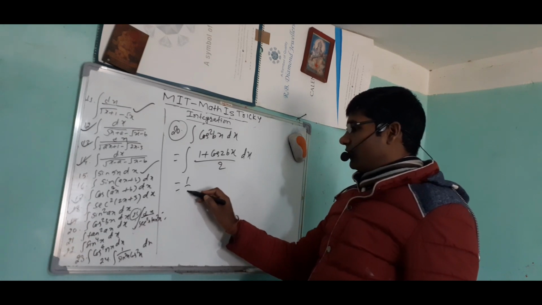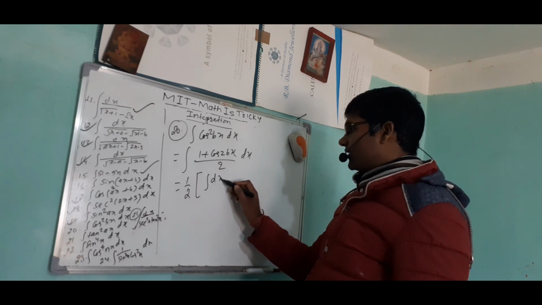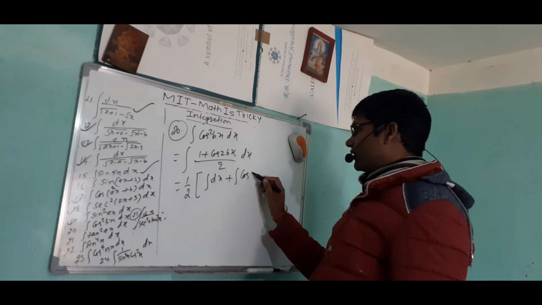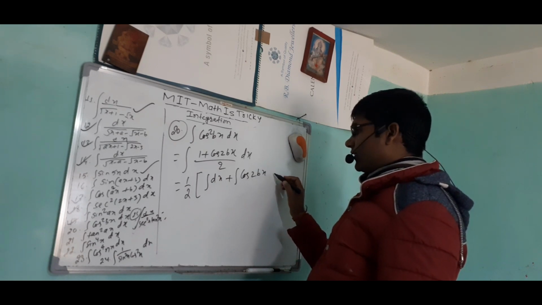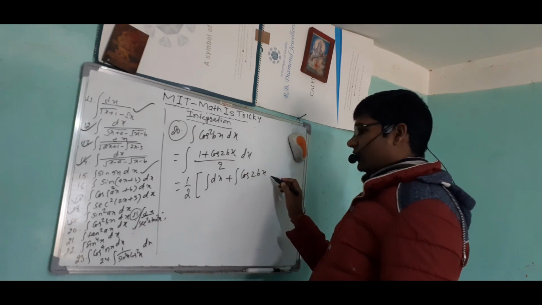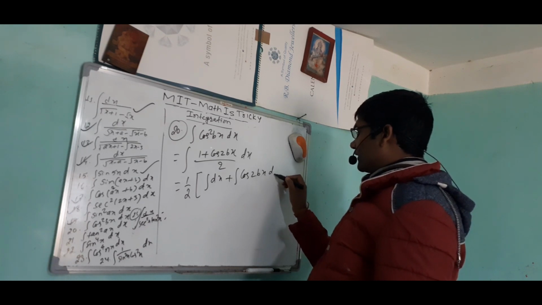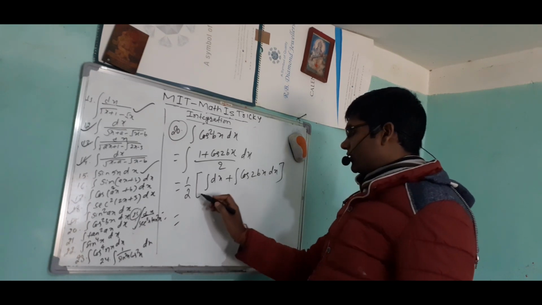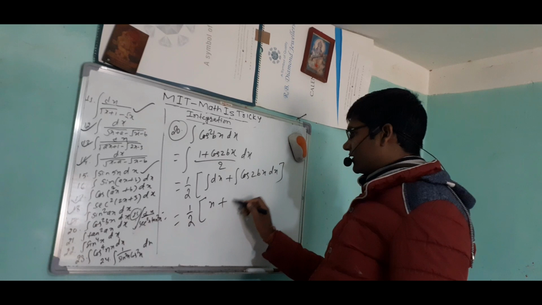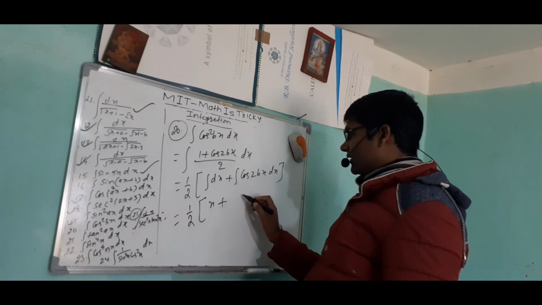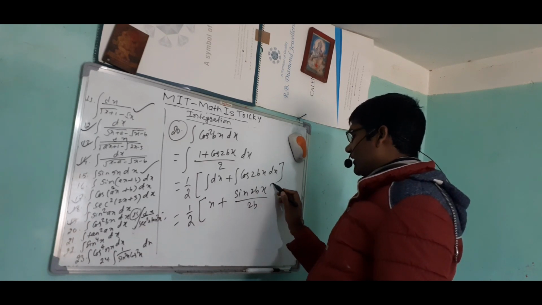So it is going to be 1/2, and just multiply this. So the integration of dx plus the integration of cos 2bx dx. So how much is this? It is going to be 1/2 x plus the integration of cos, which is simply sin 2bx/2b, and then plus c.